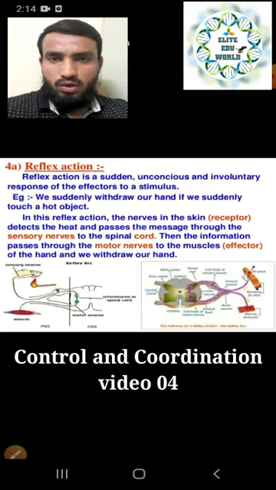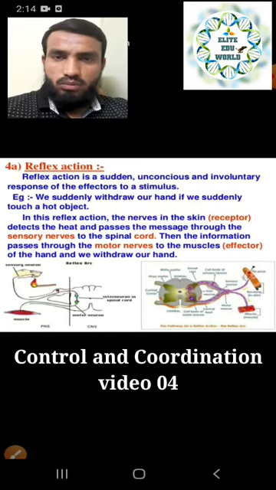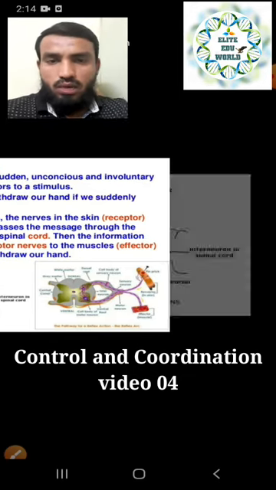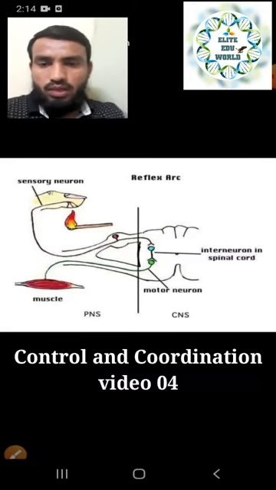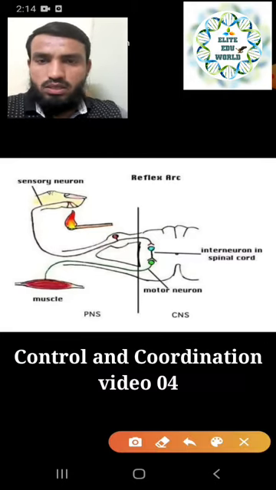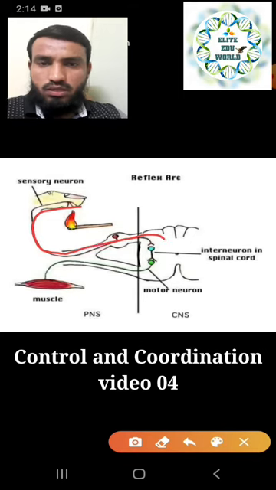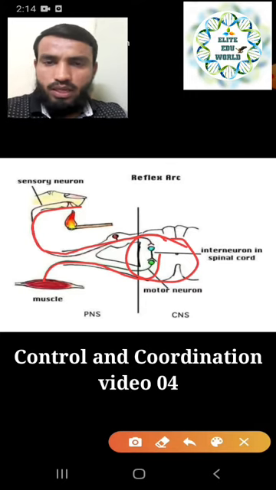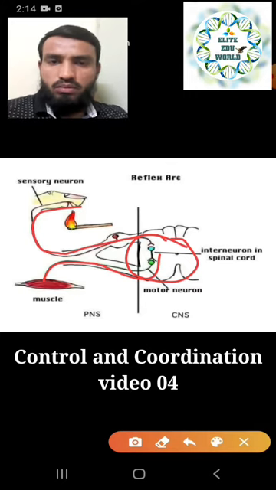We have seen the example of touching a hot object, so we will remove our hand or leg immediately, unknowingly. That will happen through this. With the help of this slide we have seen how the message from our sensory nerves reaches the spinal cord. Here is the mixed nerve in green color. Then it just connects to the motor nerve, and the motor nerve will take the message to the muscles, and the muscles will contract immediately and we can remove our hands.